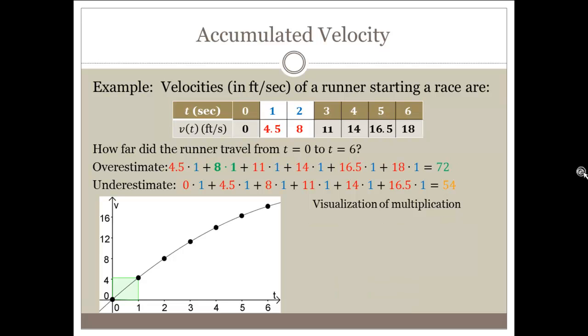Moving on, we look at the next time interval from 1 to 2. Here, we calculated that the distance traveled was v of 2, or 8, times the change in time of 1 second, for a total of 8 feet. We can represent this as a rectangle with height 8 and width 1, for an area of 8. Here we are talking about the time interval from 1 to 2, so we'll place it on our graph from 1 to 2.